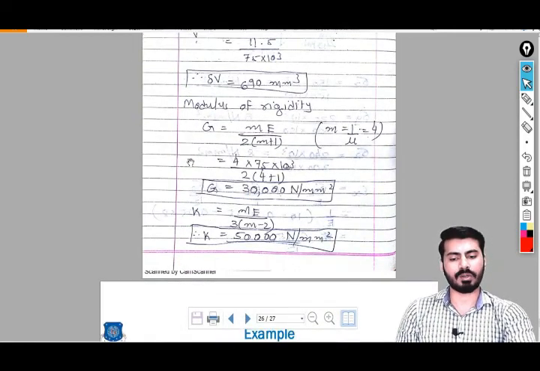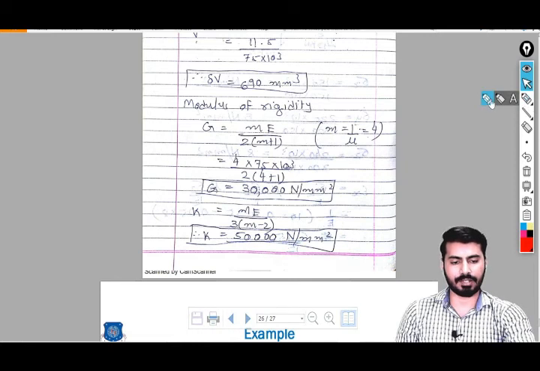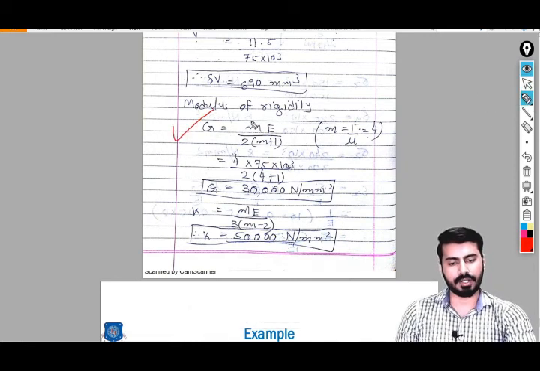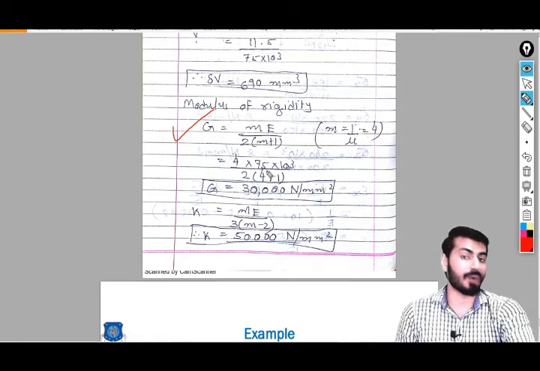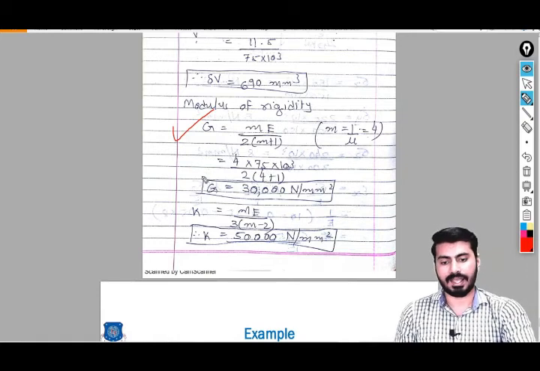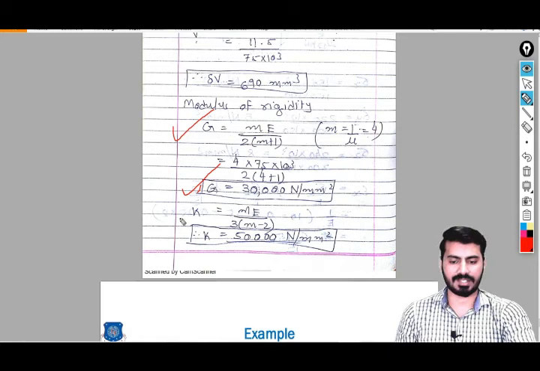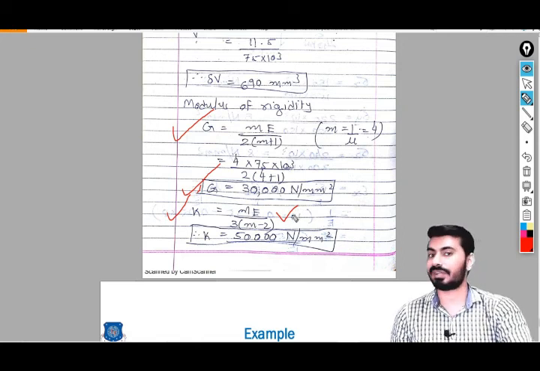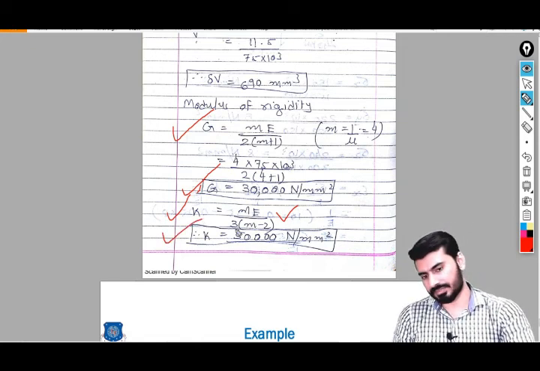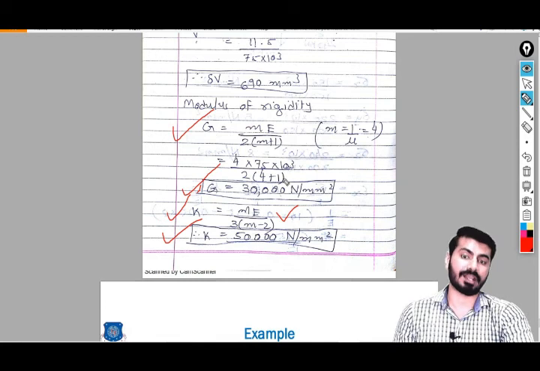Another thing that they have already asked is the value of G. G can be calculated using the relation E upon 2 into (m plus 1). If you know this relation, then you will be able to put in all these values which are already provided, and calculate the answer of G. Similarly, if you want to calculate K, then use the relation of K and put in all the values which are already available and calculate the answer of K. So this was the end of our example.